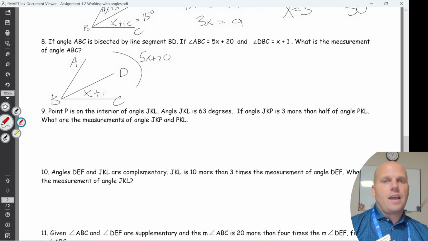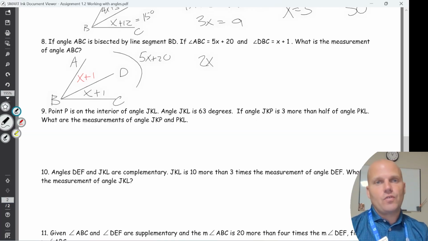They gave you the entire angle ABC. They gave you DBC, which means ABD has to be equivalent to that. All of a sudden, we now have an expression where x plus 1 plus x plus 1 equals 5x plus 20. So 2x plus 2 equals 5x plus 20.